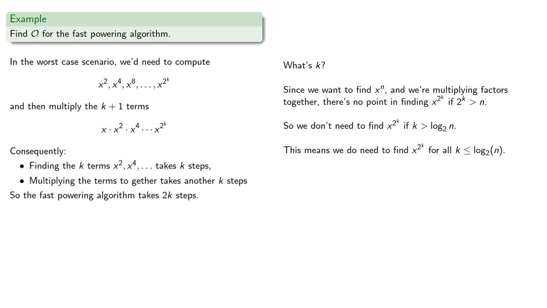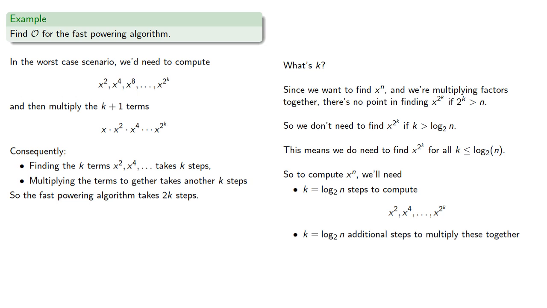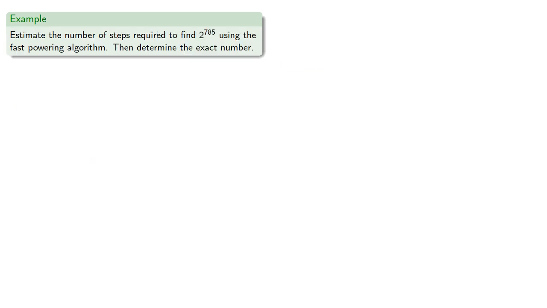So to compute x to the n, we'll need log to the base 2 of n steps to compute the powers of x, and then log to the base 2 of n additional steps to multiply these together, for a total of 2 log to the base 2 of n steps. So fast powering is big O of log to the base 2 of n. Let's see how much more efficient this is.